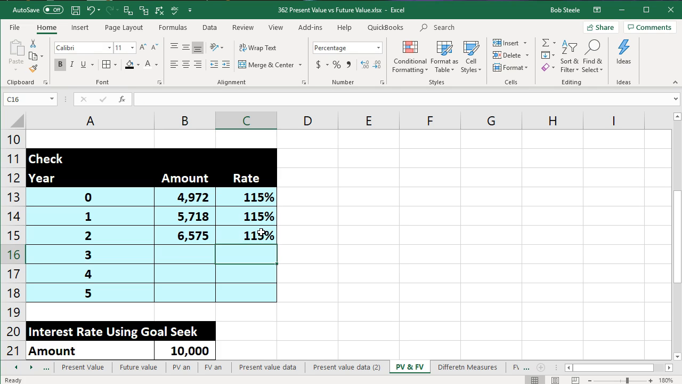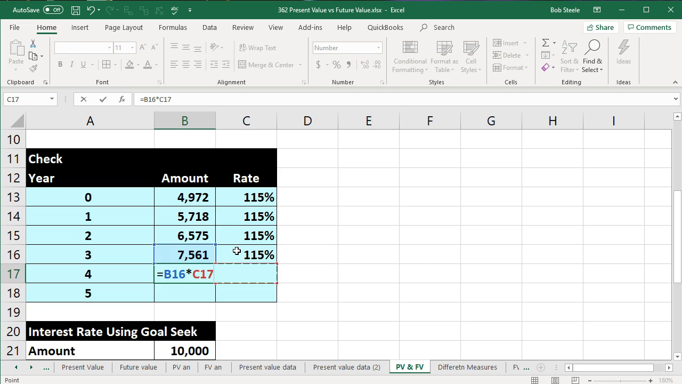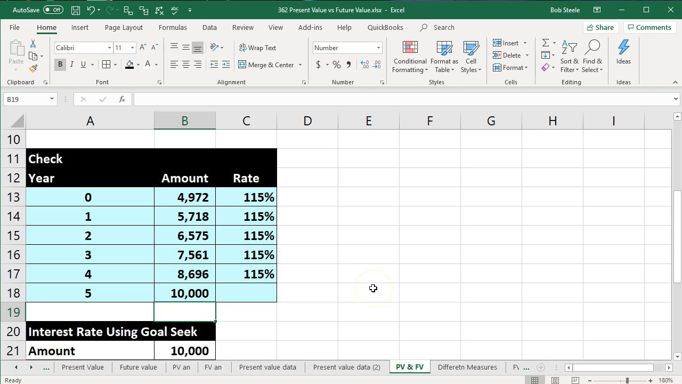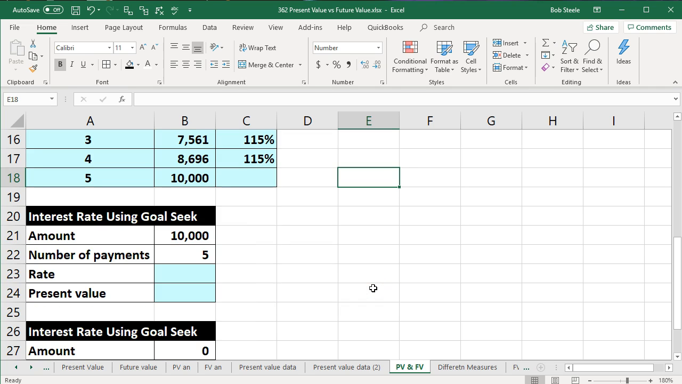Okay, let's do it again for year 3. This equals the prior number times 115%, giving us 7,562 for year 3. Now let's do this again. This is the prior number times 115%, 8,696. And then one more time, prior number times the 115% gives us the 10,000. So you can do a calculation like that. We could see the relationship between the present value and the future value, getting a better idea of it.